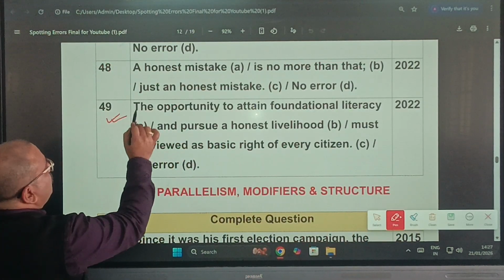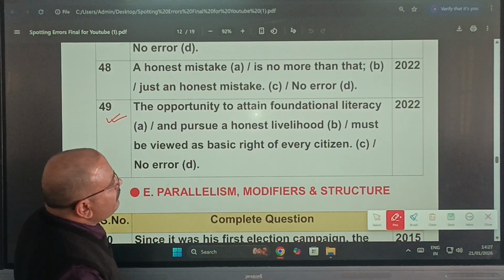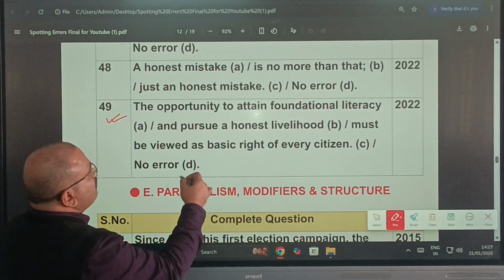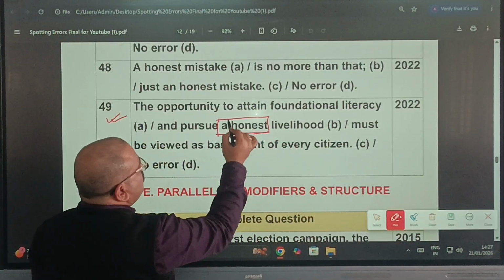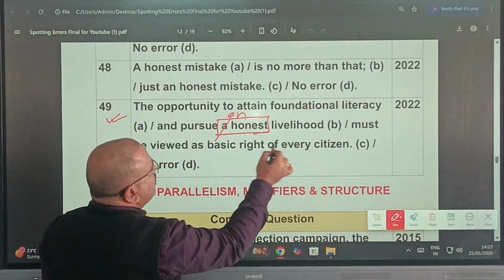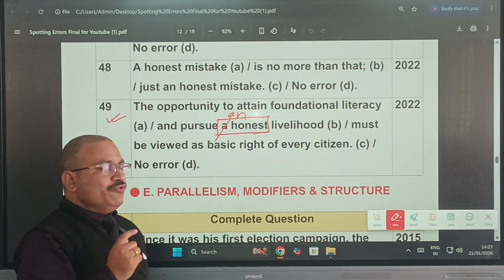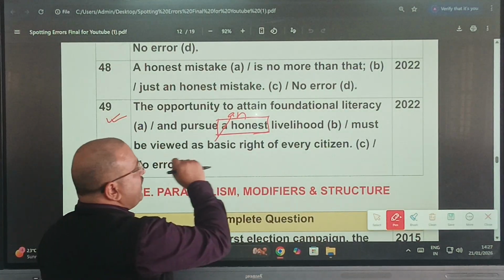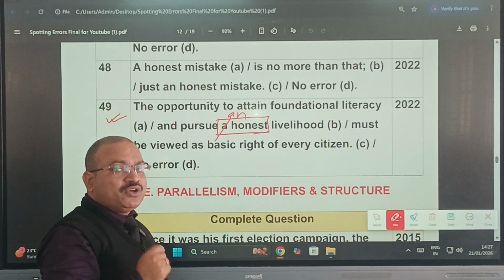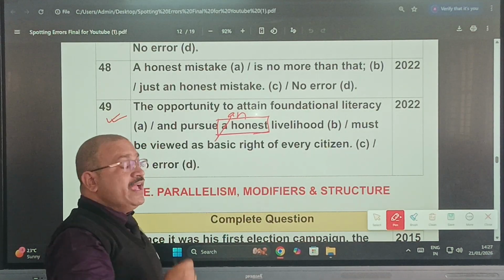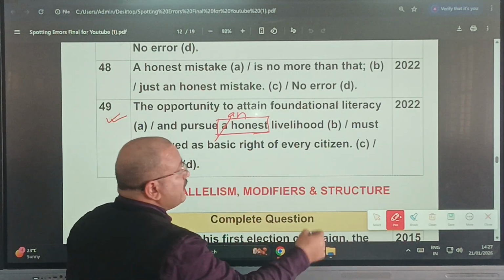Now question number 49. The opportunity to attain foundational literacy and pursue a honest, again, you can see what should be the right article? An honest livelihood. So this is article error. So you have to be very, very careful while reading the sentence. Read each part of the sentence carefully, and if there is an error, spot it out.